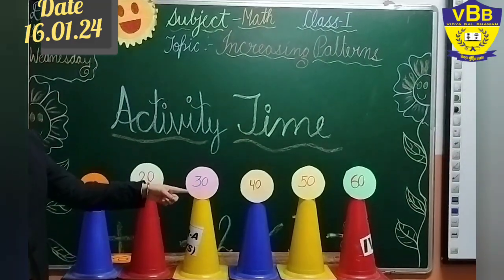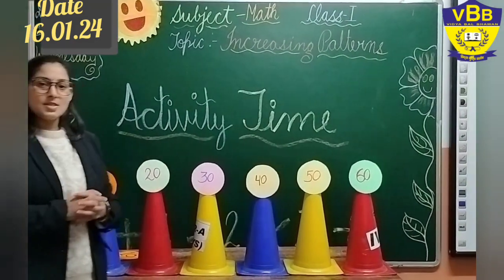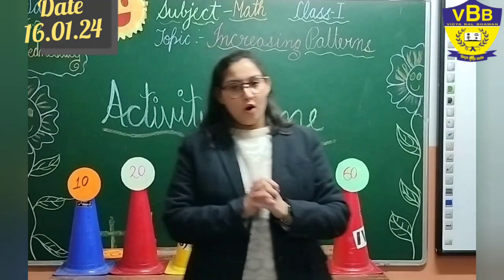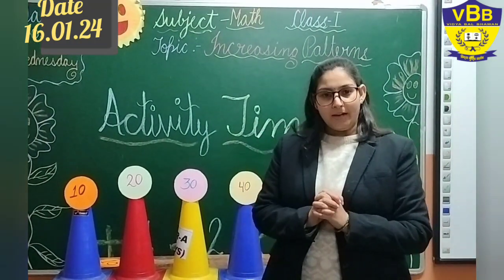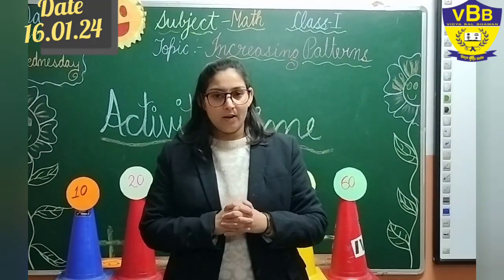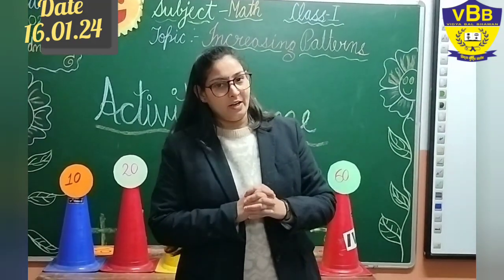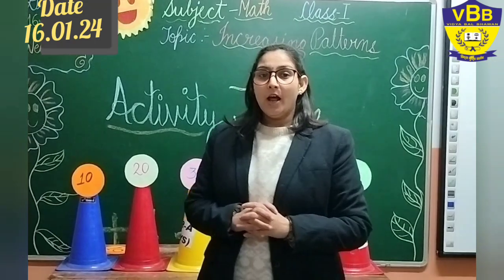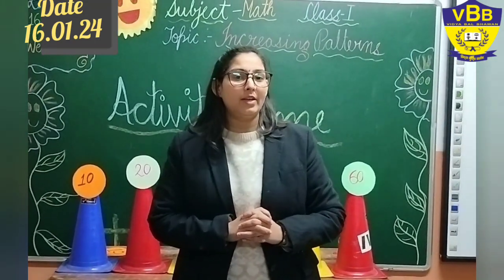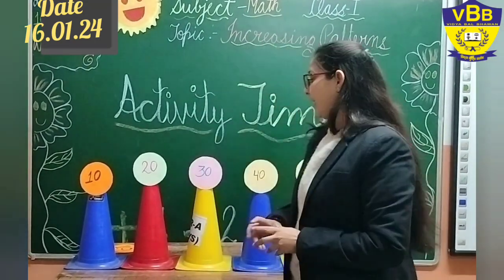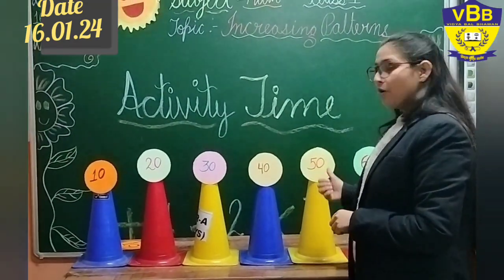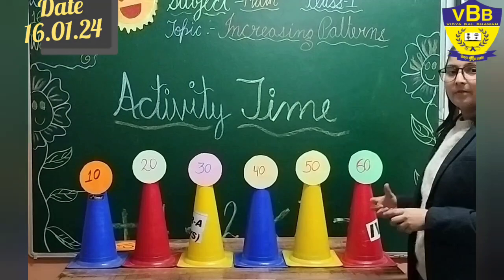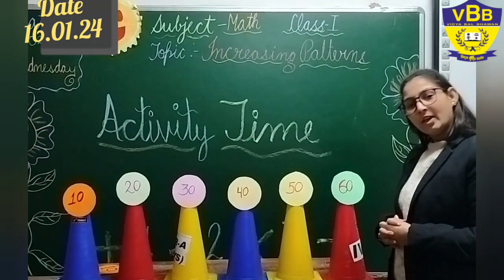Observe the pattern of cones. Yes, you can see here we follow the increasing pattern, increasing order, by adding 10. When we add 10 in each number, the numbers go like this: 10, 20, 30, 40, 50 and 60. This is the increasing pattern.